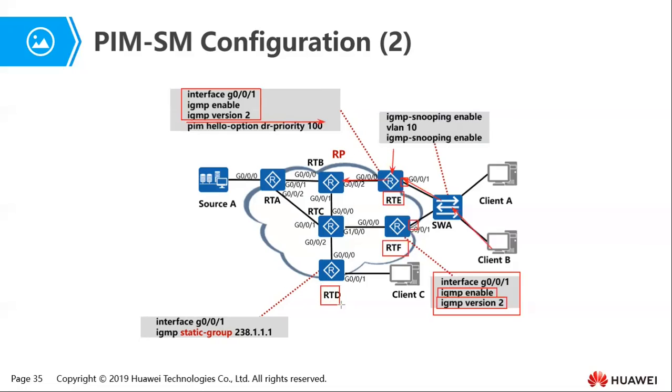Now, on RTD, we can configure this interface that is connecting client C so that automatically it joins this particular group. How to do that? You go to the interface that is connecting client C and you use the command igmp static-group. Then you specify the multicast address that defines that group. Once you do this, client C will always be added to that group. That means anytime we have packets for that group, RTD will be forwarding them to client C. That is how you can statically add a client to a specific group.